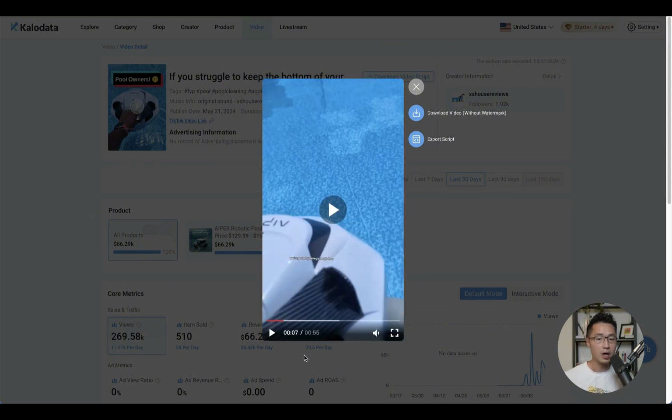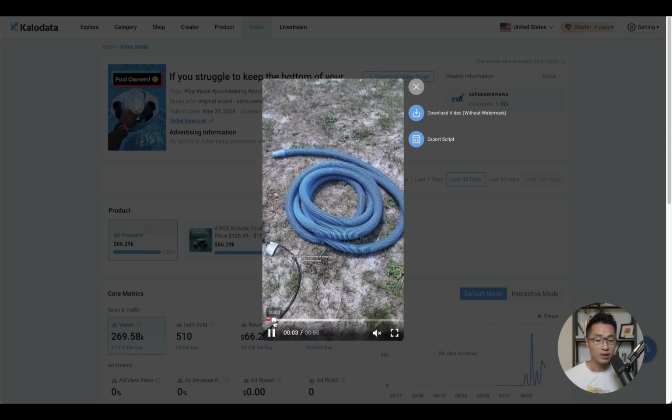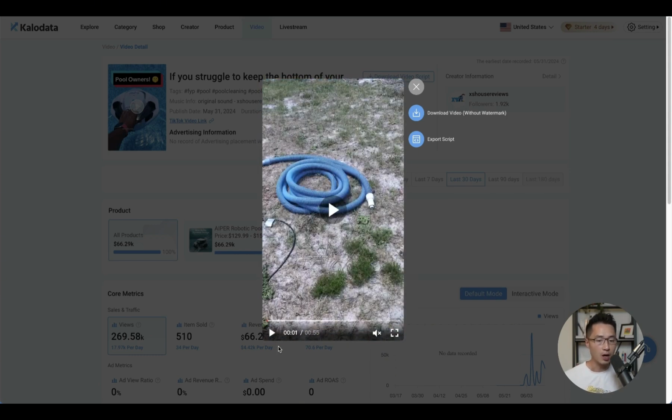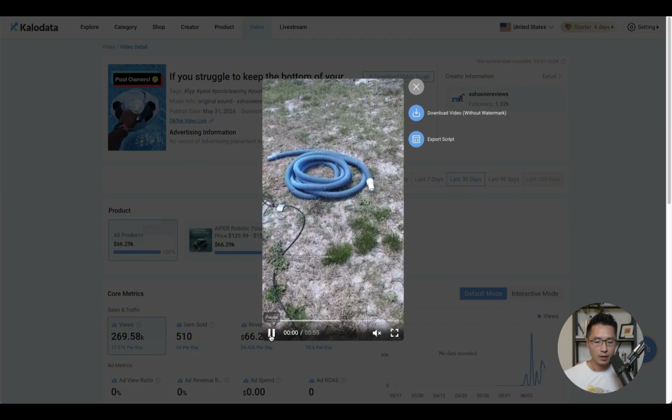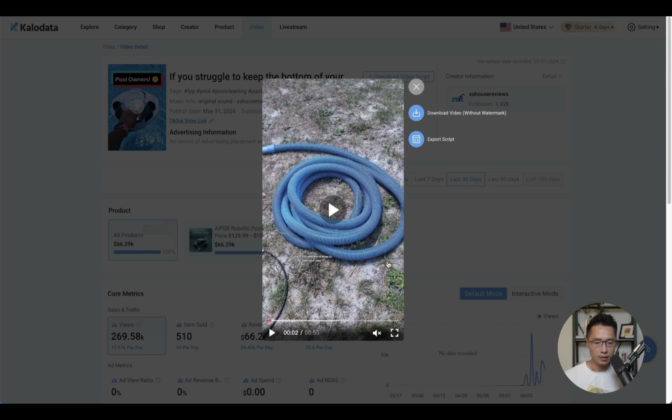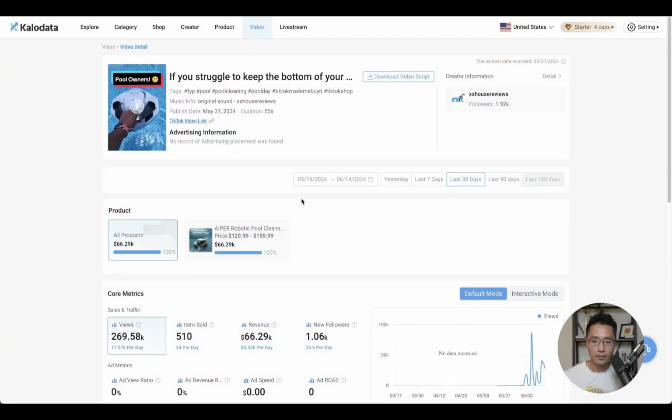So that was the audible hook. If you're still using one of these to clean your pool, you're probably having a rough time. So he called out a broad audience and also introduced the problem. And he also did a slight zoom in here in the beginning to put the product in frame. So he actually combined both the audible hook and the visual hook. And this video has gotten over 269,000 views and generated over $66,000 in revenue in the past 30 days. So it did really well.